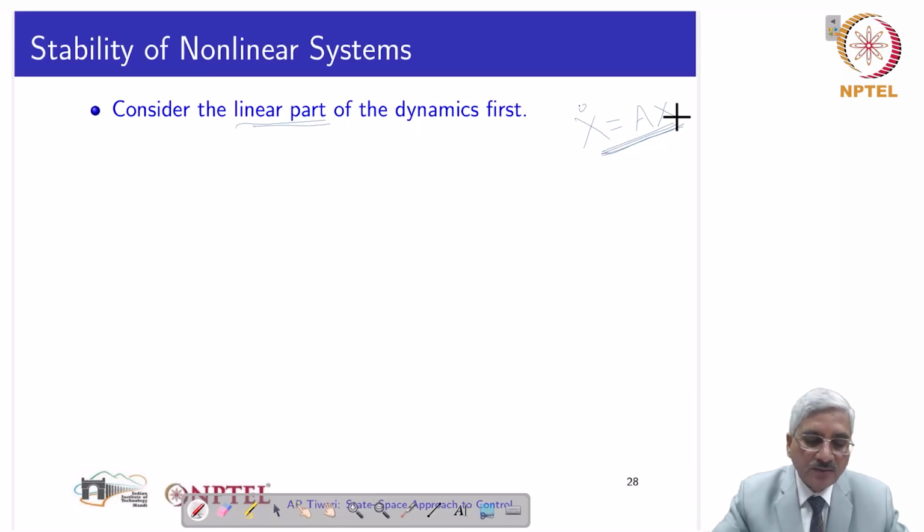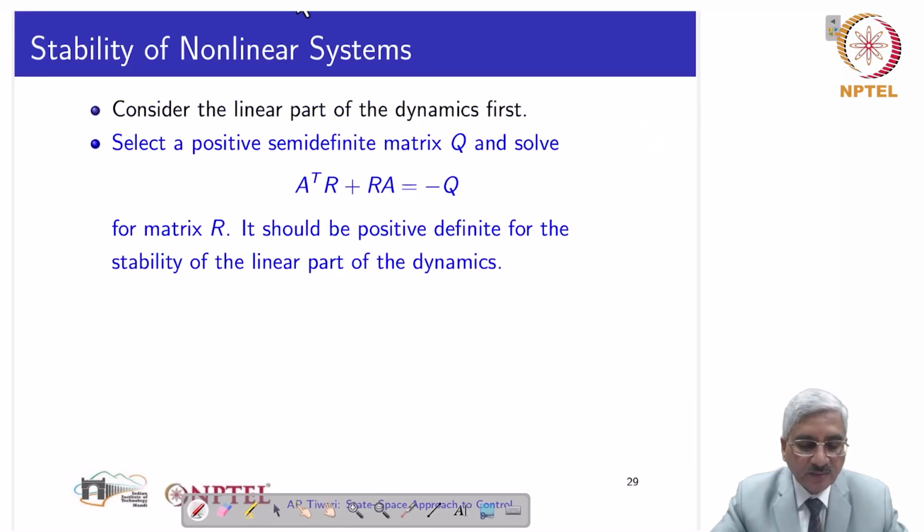So we consider the linear part of the dynamics first and analyze it. And this was told in the previous part of this lecture. We have to choose a positive semi-definite matrix Q, set up this equation, and solve for the matrix R. We have to check that R is positive definite for the stability of the linear part of the dynamics.